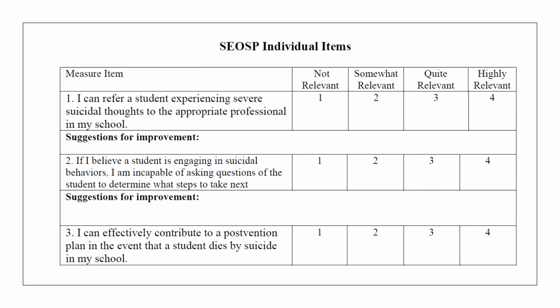So this is what the individual items look like when I sent them out to my content experts for suicide. I gave them the items, and then they had to rate whether the item was not relevant, somewhat relevant, quite relevant, or highly relevant. If they marked it not relevant or somewhat relevant, then they put suggestions for improvement under each of the items that I used to make decisions about the individual items and how I would rework them so that they were higher quality than what they were when I first started.